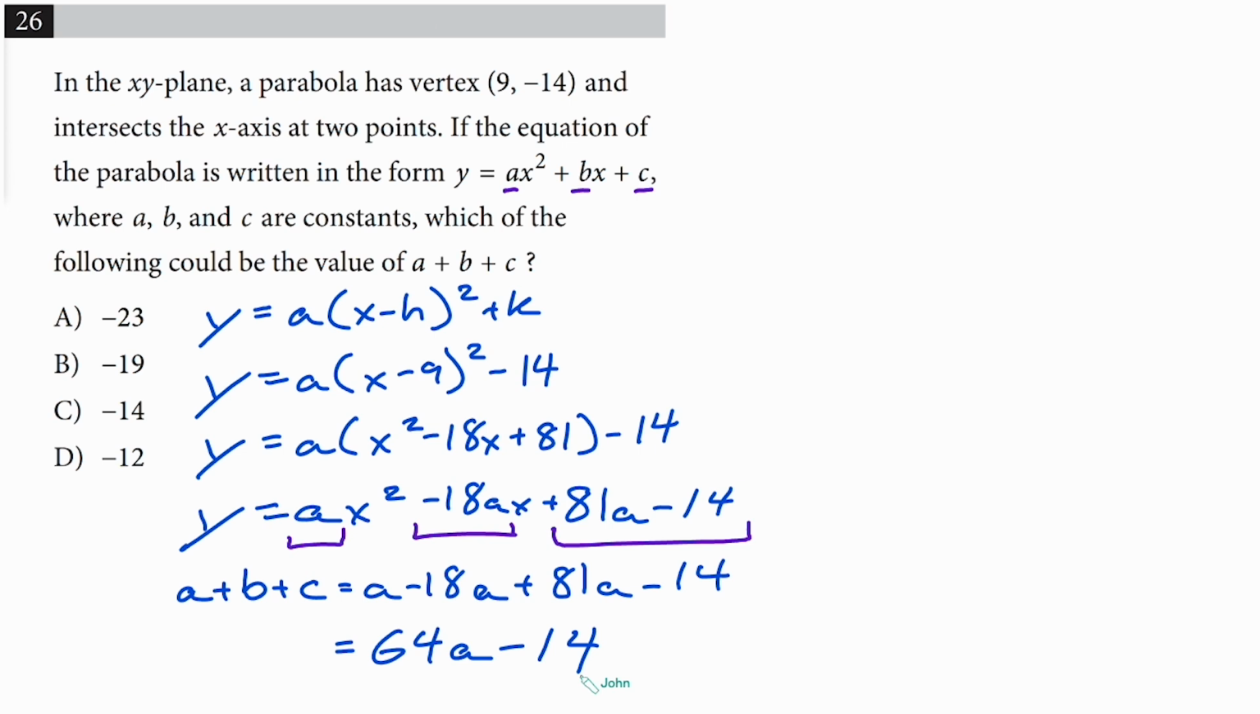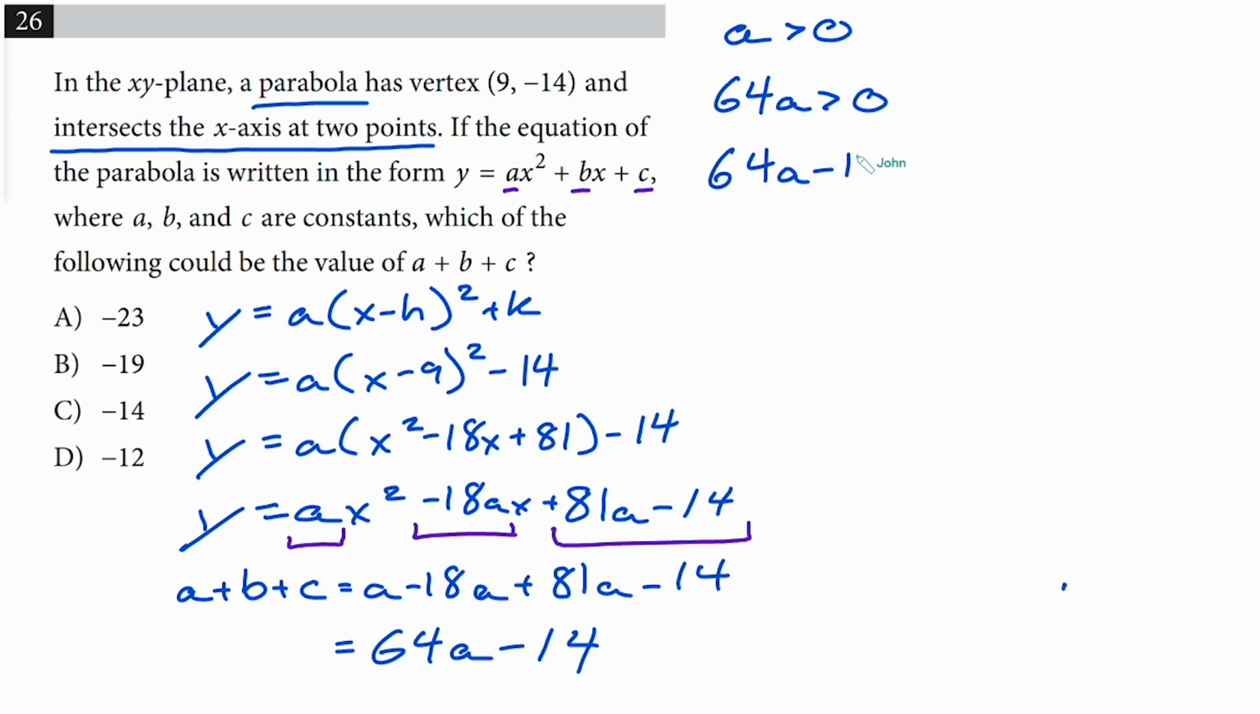Now, at this point, you might say, wait, why is that helpful? 64a - 14 could be anything. Well, hold on. The question also says that the parabola has two x-intercepts and a vertex below the x-axis. That means a must be positive. It follows then that 64a is greater than 0, and so 64a - 14 is strictly greater than -14. The only answer choice that satisfies this inequality is D.